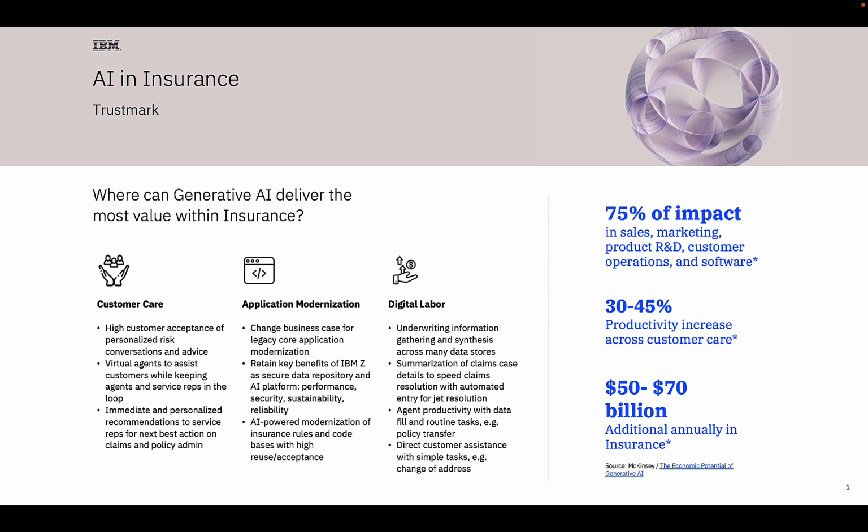Within the insurance industry, we've seen how AI has had a tremendous impact in several different areas, such as customer care, application modernization, and digital labor. In this short video, I'm going to demonstrate the art of the possible with AI. I'll be focusing on digital labor and how AI can provide a summarization of critical information that's part of a claim. Let's take a look at how that looks.